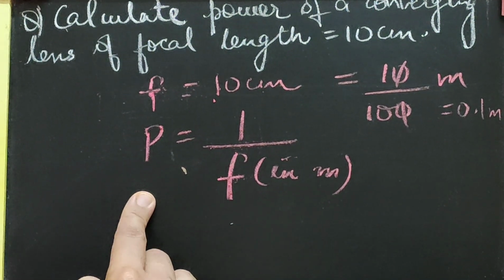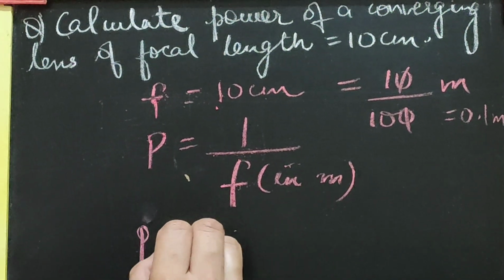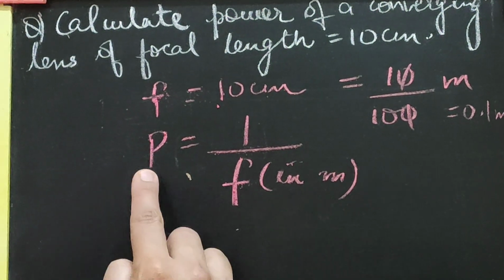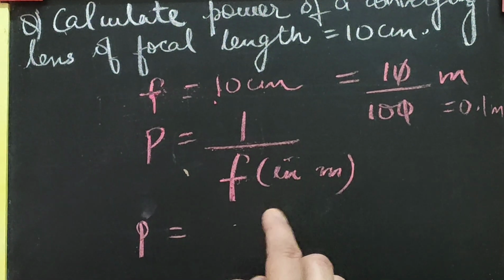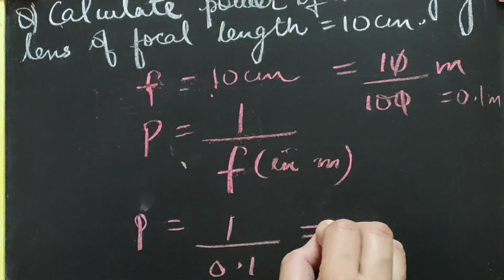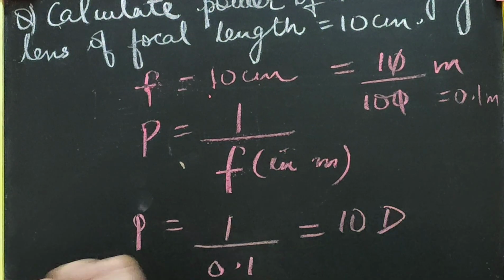Now putting this value in the formula for power, which says power is 1 upon focal length in meters. So 1 upon 0.1, or 10 diopters.